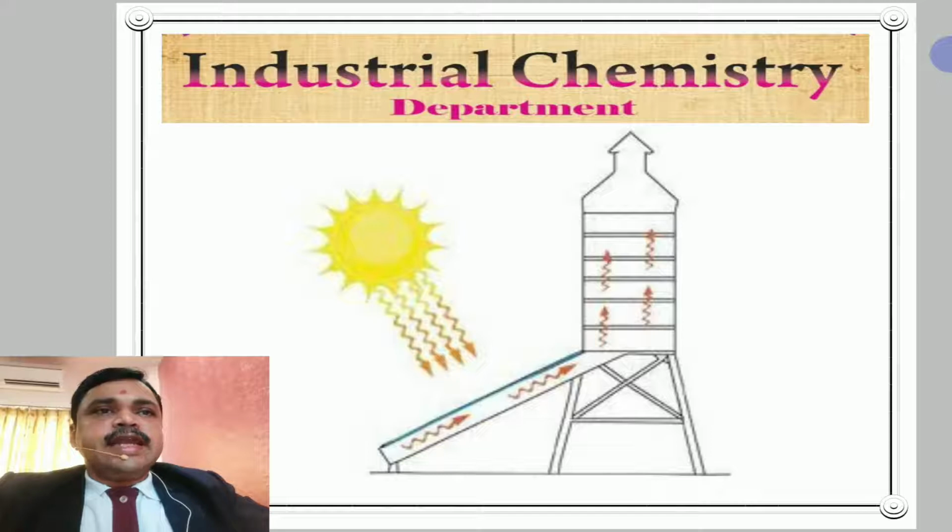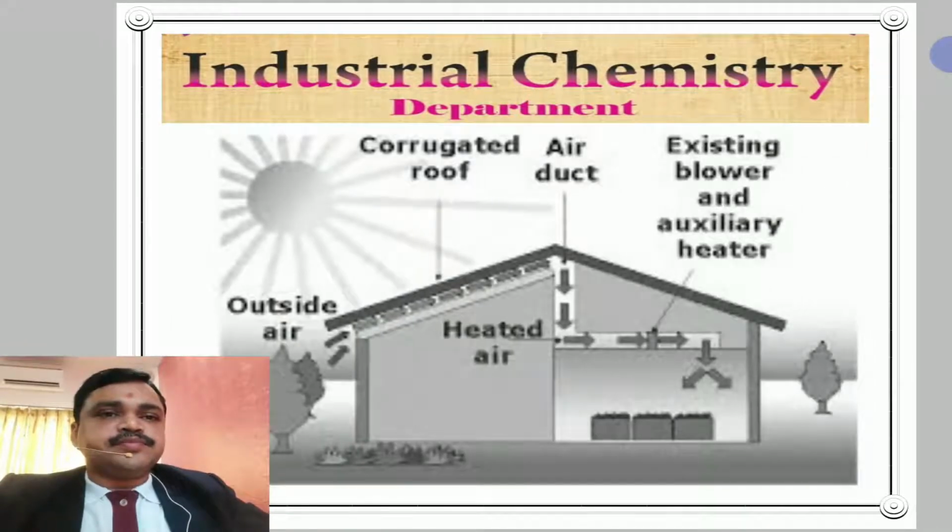Systems utilizing solar radiation both directly and indirectly are also used for drying. So this is the forced circulation type dryer, direct gain and indirect gain.